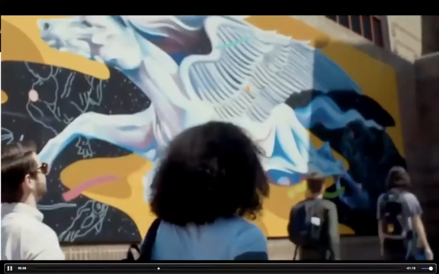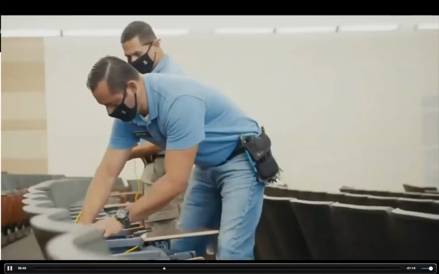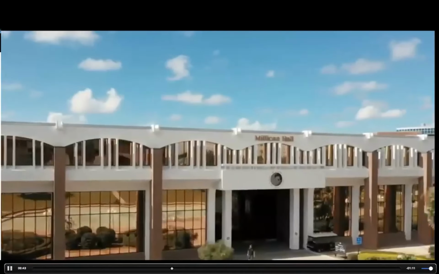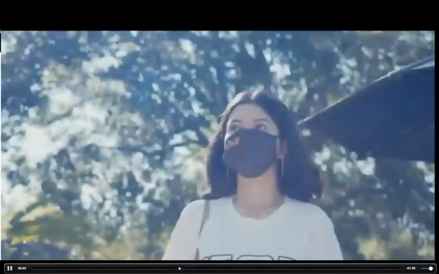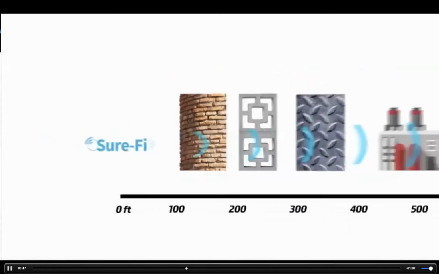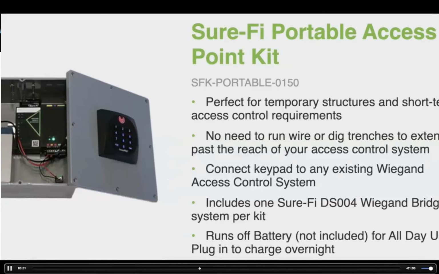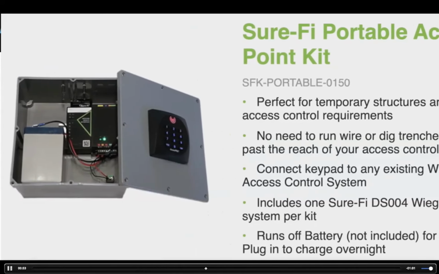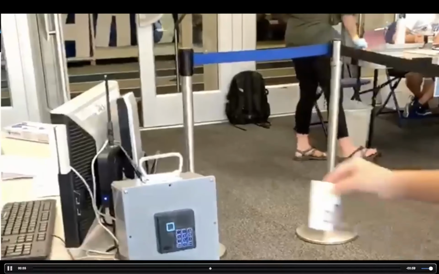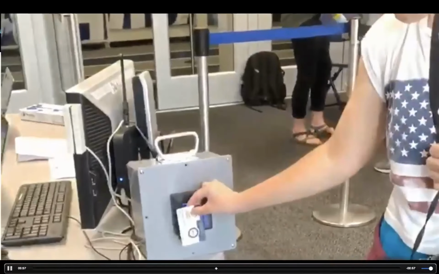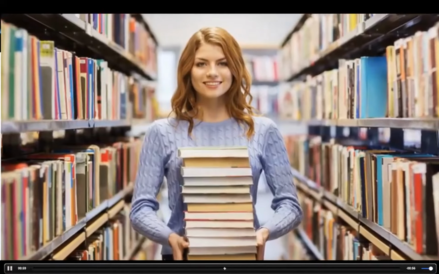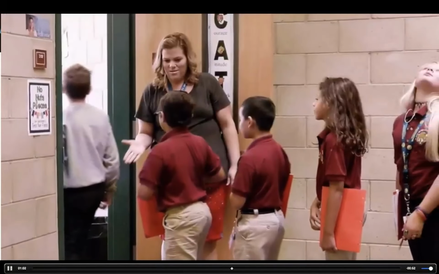An administrator from a university in Texas called me with this concern, and we discussed in depth multiple solutions using the unique Surefi technology. Surefi has an answer. By using our portable access point, students scan a student card, and schools can track when a specific student enters or exits a library, classroom, or anywhere on campus.